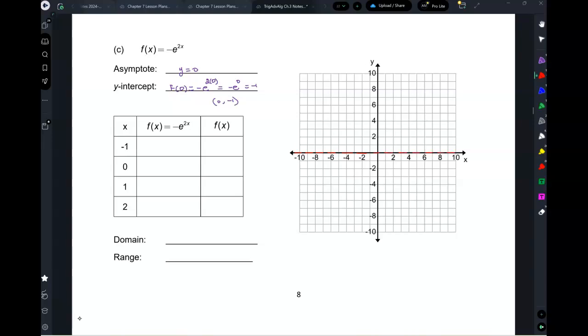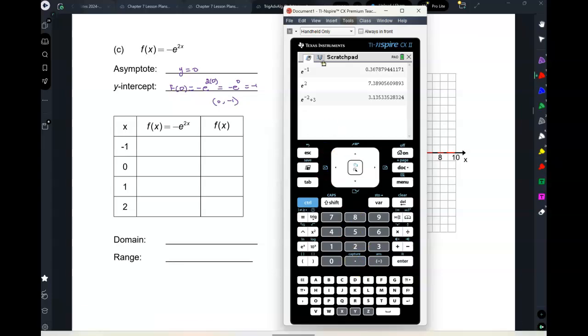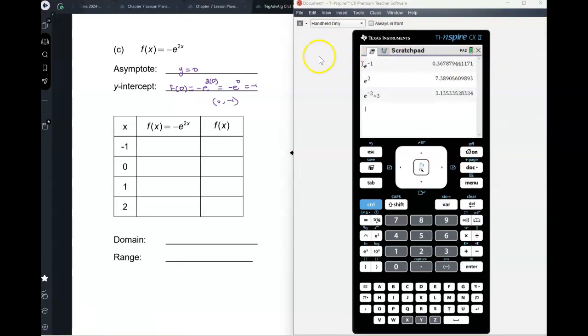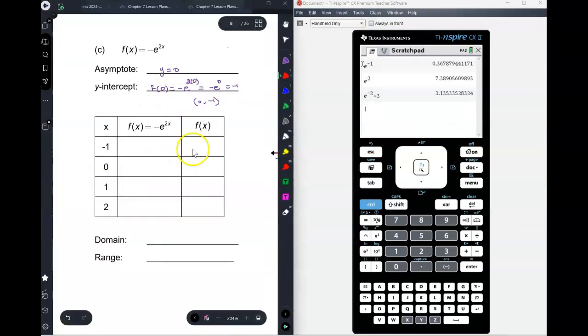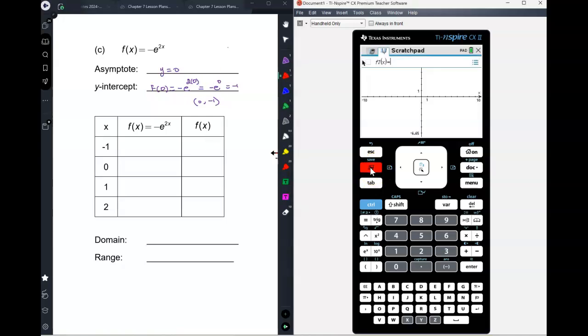Okay. Now look, for these, I'm going to show you something else as well. Okay, so let's go here. Why don't we go to the graphing window, right? And I'm actually going to just graph this. So negative e to the 2x, graph. Oh my gosh, look at that. Look at how extremely beautiful that is. So now you can actually take values from the graph to fill in this table.